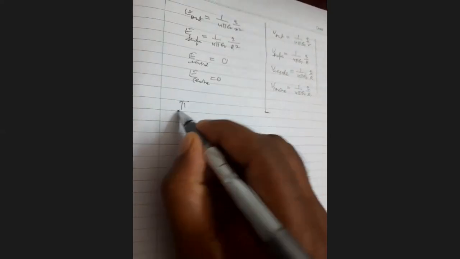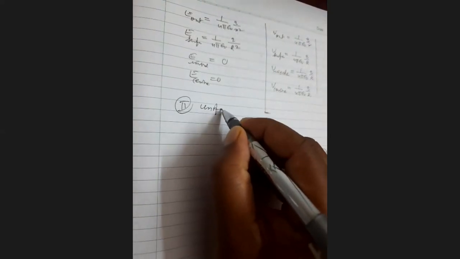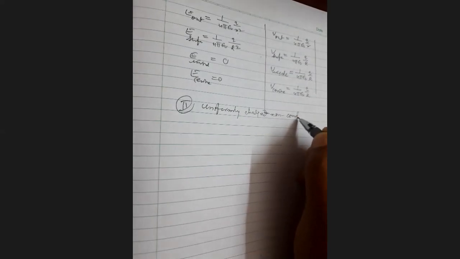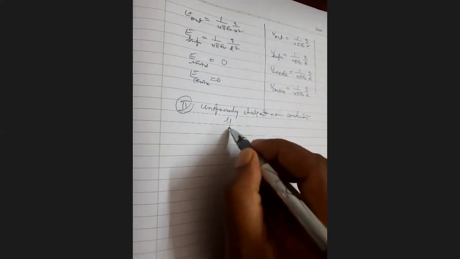The next concept we are going to discuss is the uniformly charged non-conducting sphere. Uniformly charged non-conducting sphere. Here you should remember that in the case of a uniformly charged spherical conductor, the charge is distributed only on the surface. But in this case, the charge can be distributed throughout the volume inside the sphere.